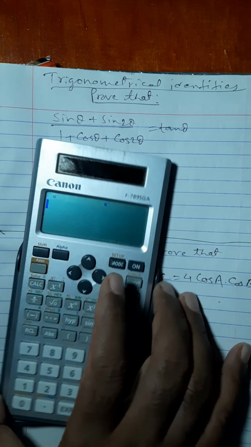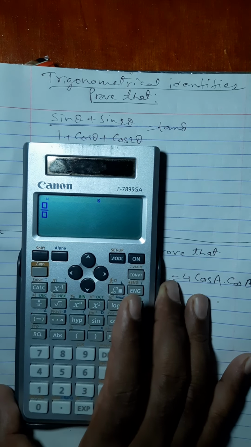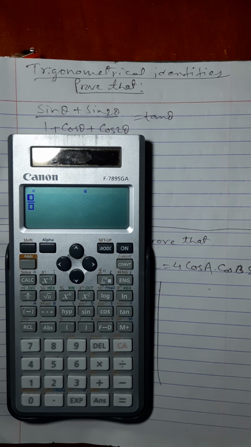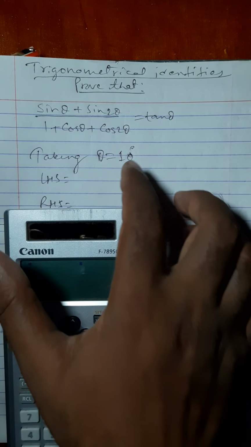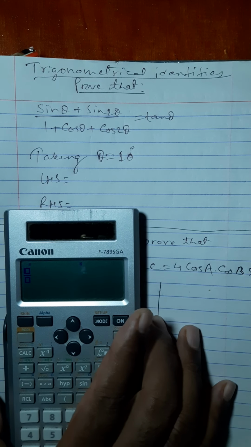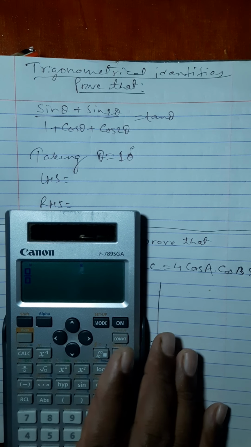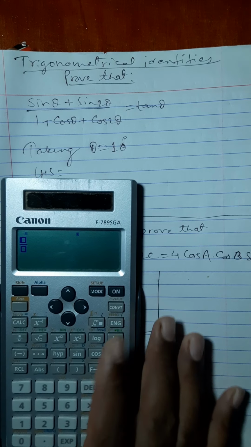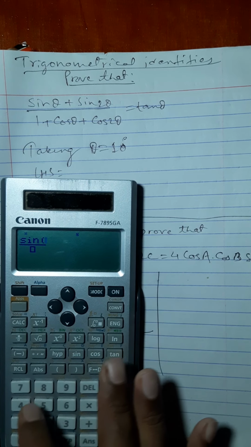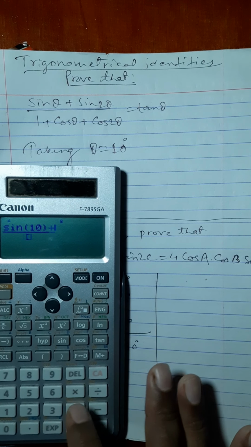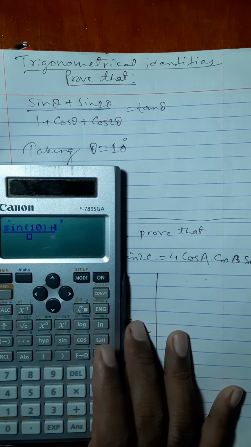And here in the numerator there is sine theta plus sine 2 theta. You can take any value of theta. So here I have taken theta equals 10 degrees. You can take 20 degrees or any angle, because a trigonometrical identity is true for any value of the angle. So sine theta will be sine 10, bracket closed, plus sine 2 theta. Sine 2 times 10 is 20.